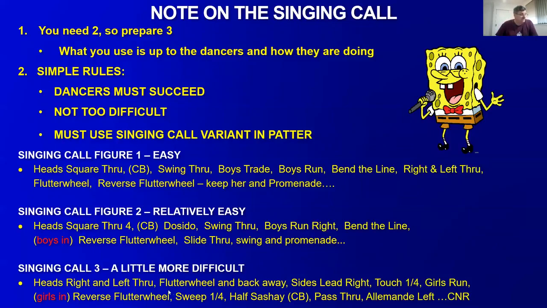This is the one I want to use at the bottom, because it's got the girls in, boys in, the reverse flutter wheel and the normal flutter wheel. But I also want this nice easy one just in case I have to rein it back. By doing that, I know that if I do have a problem, I can always use a flutter wheel in my singing call, even though it's not one of those fancy ones that I did in my patter call. Just in case. It's always a just in case. And whenever I'm doing variant choreography, I like to only use one singing call figure. But that's just me.